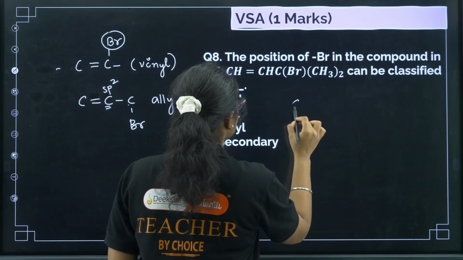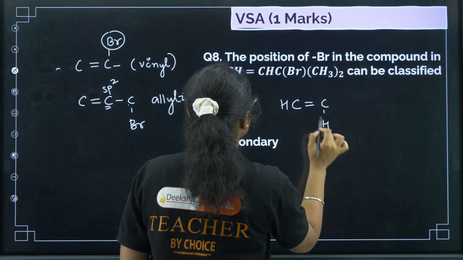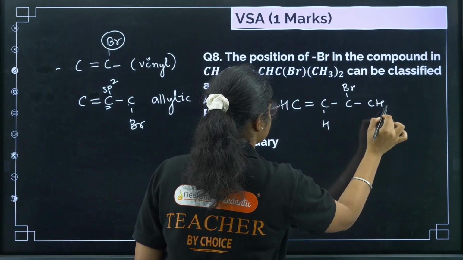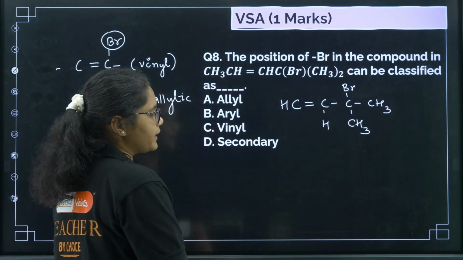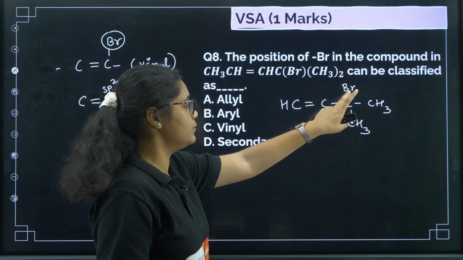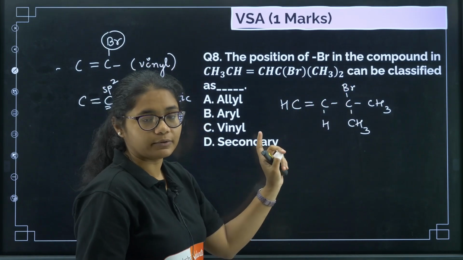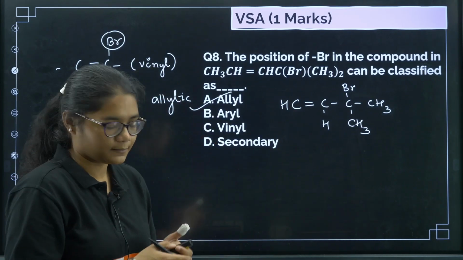Now here if you see, the condition is like this: CH, then I have CH, then we have C, then we have Br, here we have CH3 and CH3. So now what I can say, this carbon which contains the bromine group is present next to the sp2 hybridized carbon. So that means it is an allylic carbon, option number A here.